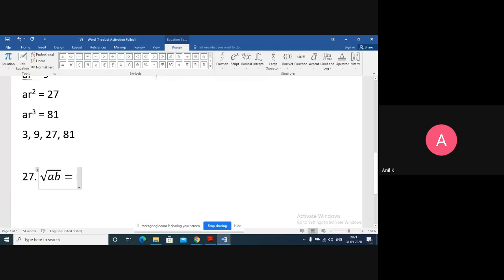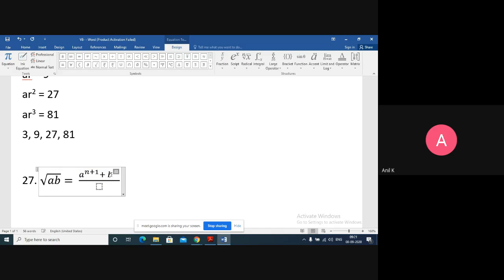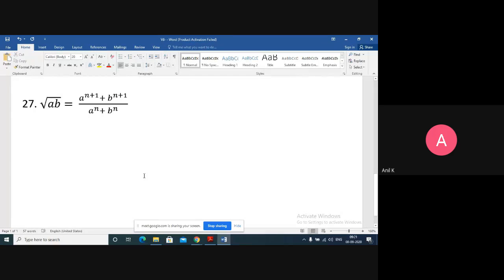This is the formula for geometric mean of a and b. And they are given geometric mean is, let me copy the things which they are given. a to the power n plus 1 plus b to the power of n plus 1, over a to the power of n plus b to the power of n. We have to practice all the algebraic formulas thoroughly, then only you'll get these questions correctly. Let me cross check whether I copied it correctly. Yes.